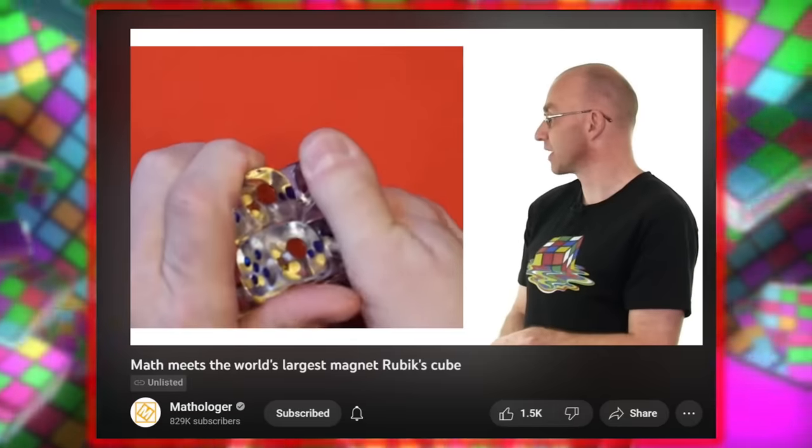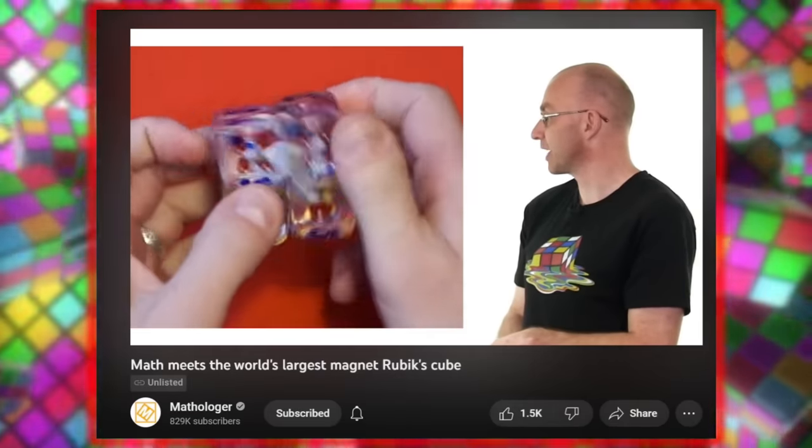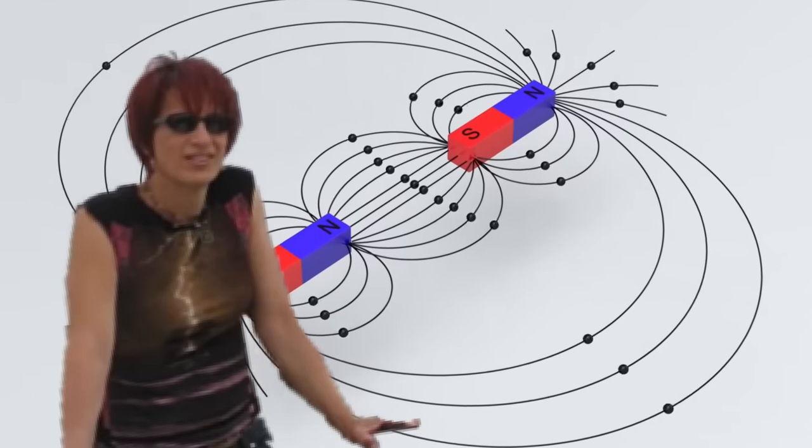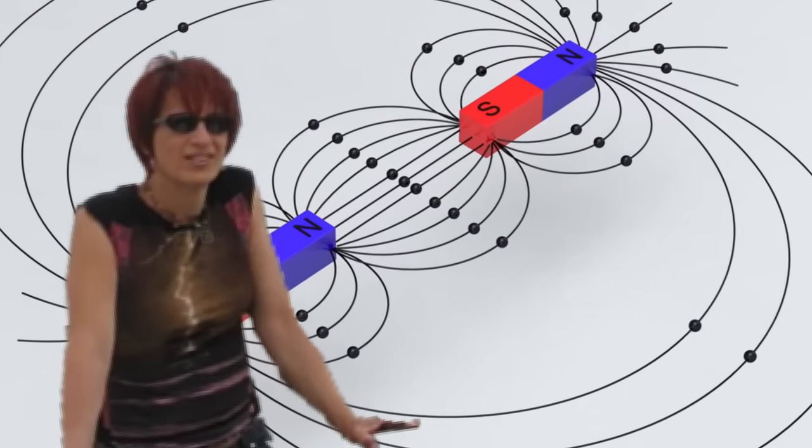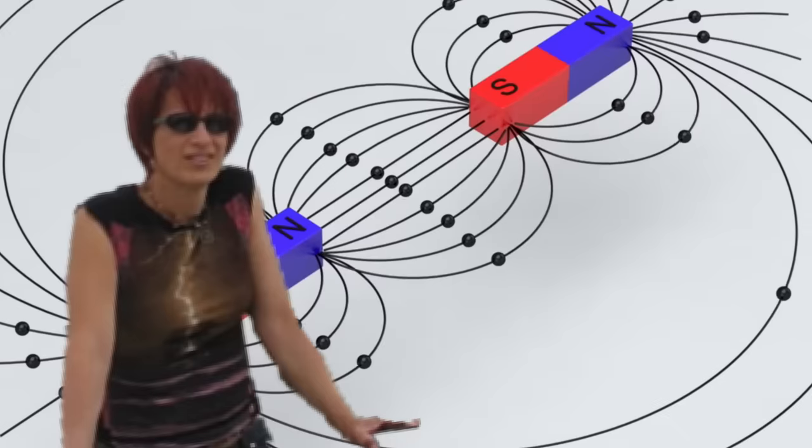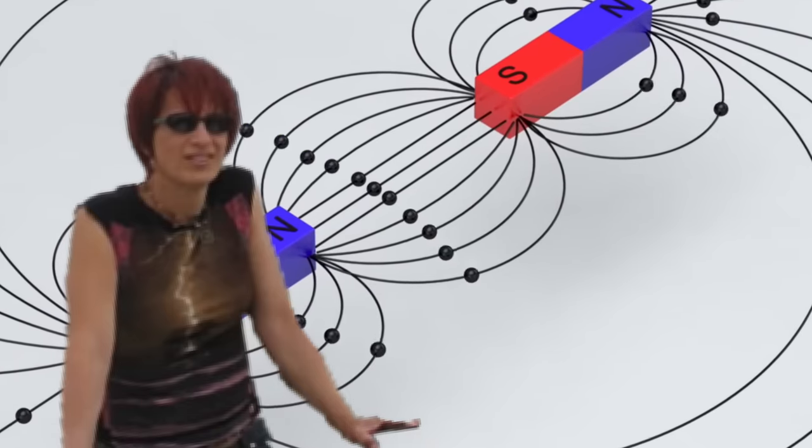Two years later, in 2016, Melinda was watching this YouTube video by Mathologer about magnetic dice Rubik's cubes. It inspired Melinda to use a mechanism purely based on magnets, and in February 2017, she built the first prototype.